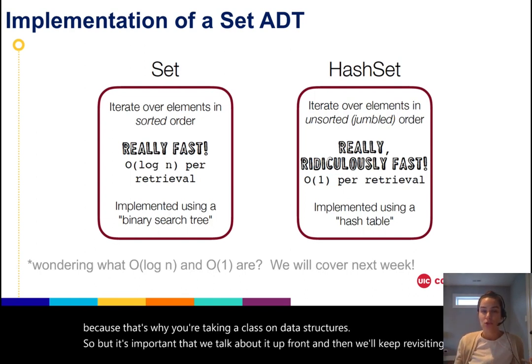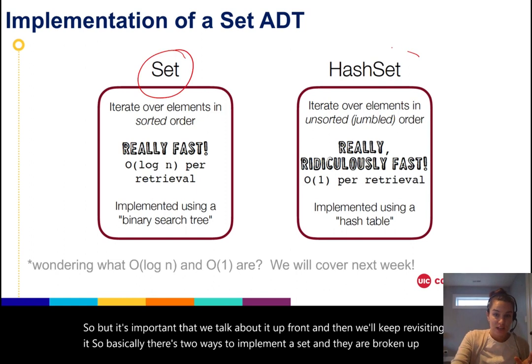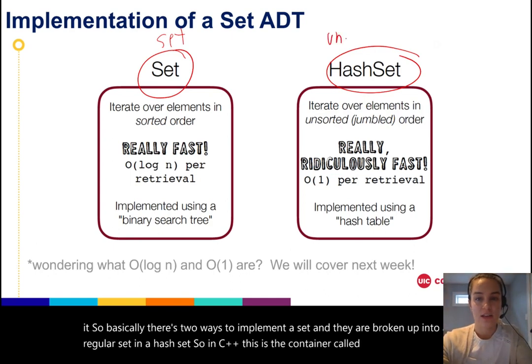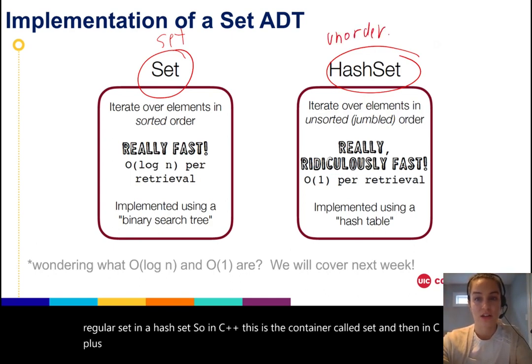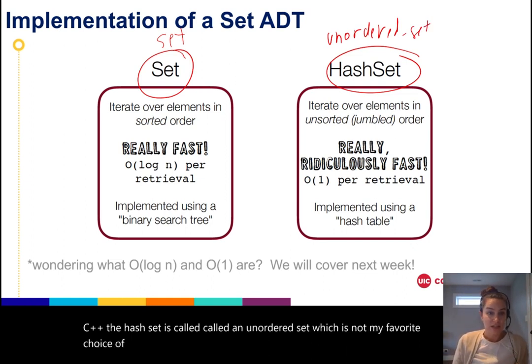So basically there's two ways to implement a set, and they're broken up into a regular set and a hash set. So in C++, this is the container called set, and then in C++, the hash set is called an unordered set, which is not my favorite choice of words. A regular set is very fast. The best part about sets is they have very, very fast lookup.